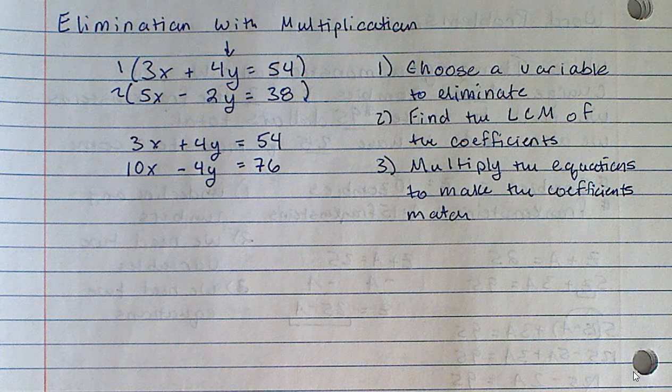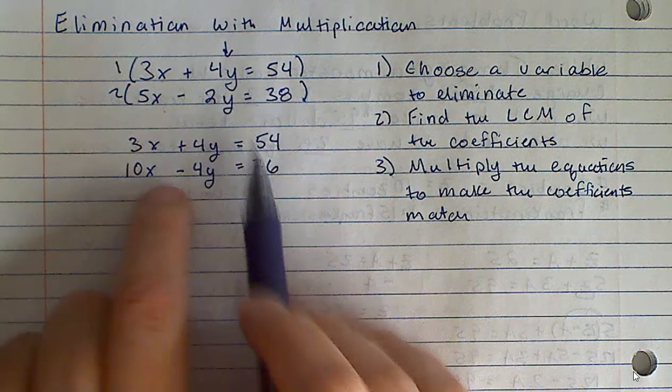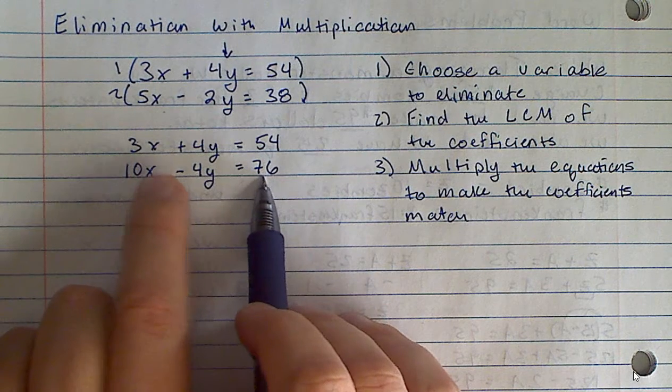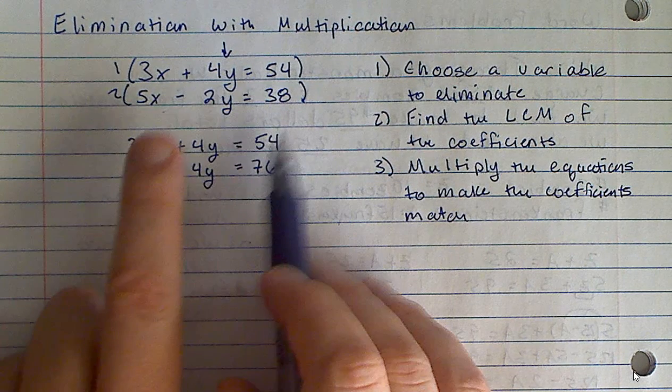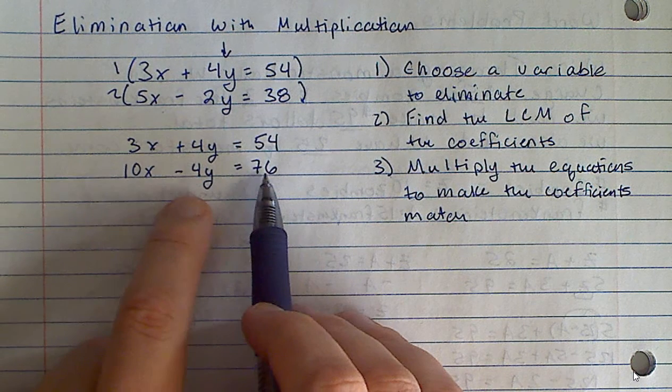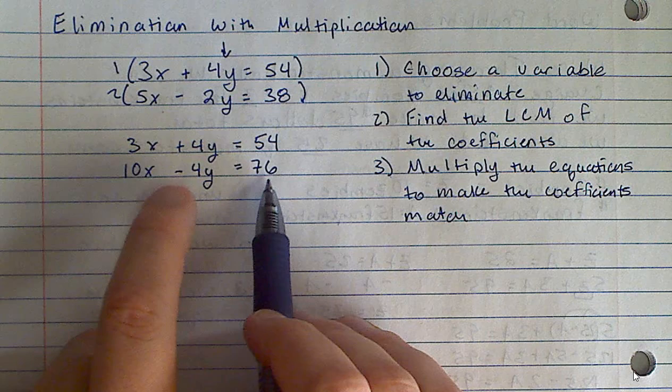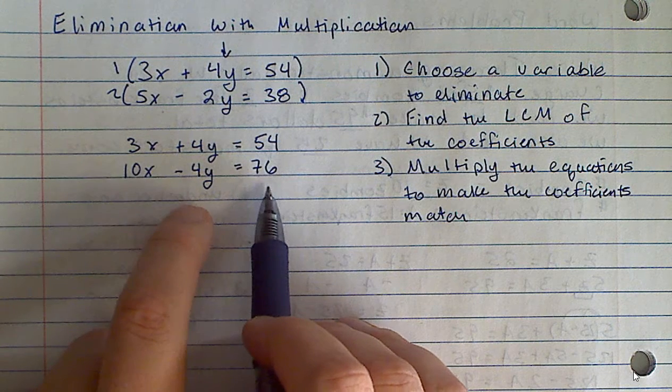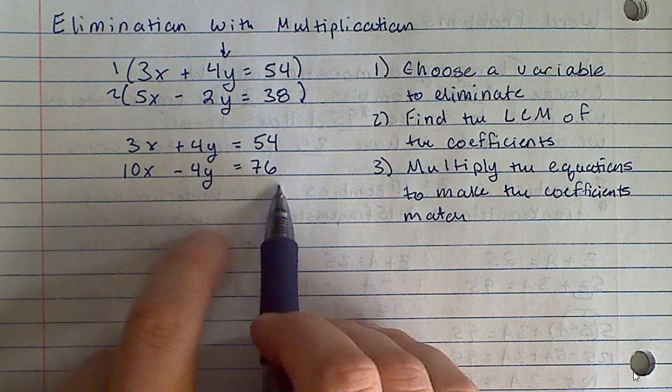All right, now I've changed the equation. But because I did the same thing to both sides of the equal sign on this bottom equation, it's the same as it was before because I was fair. Since I did the same thing to both sides of the equal sign, I haven't really changed it. So long as you do the same thing to both sides, it's fine.